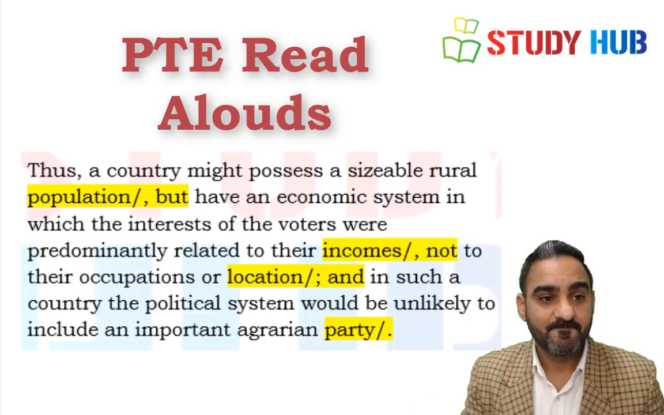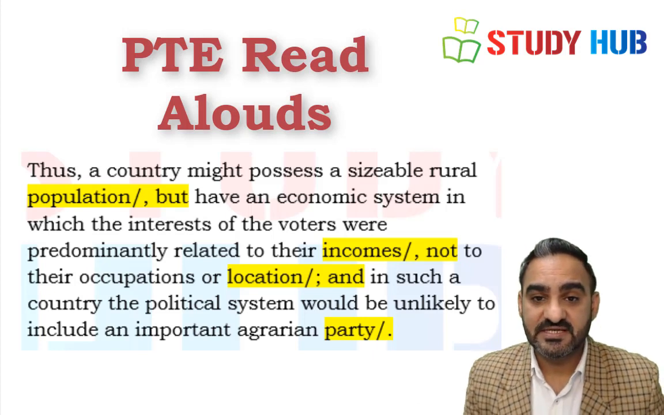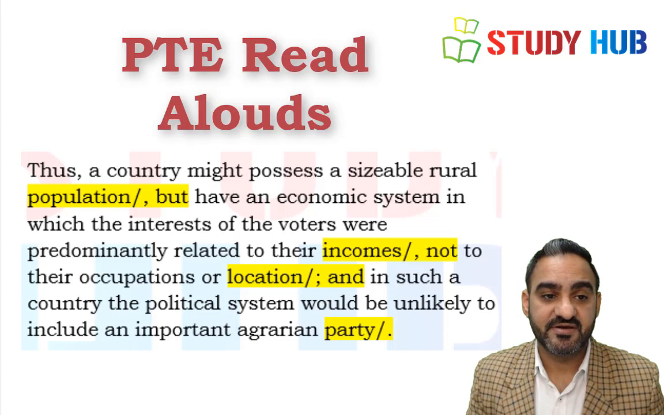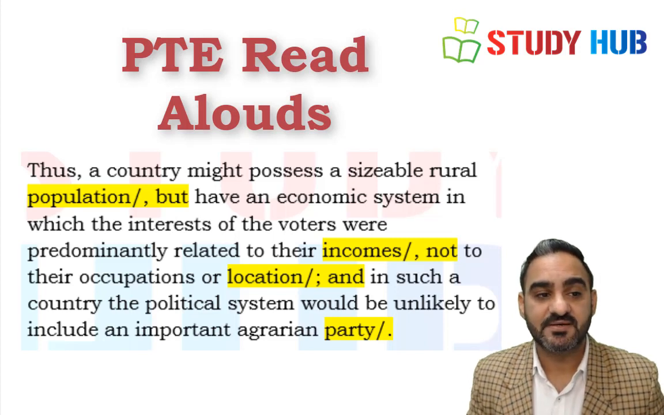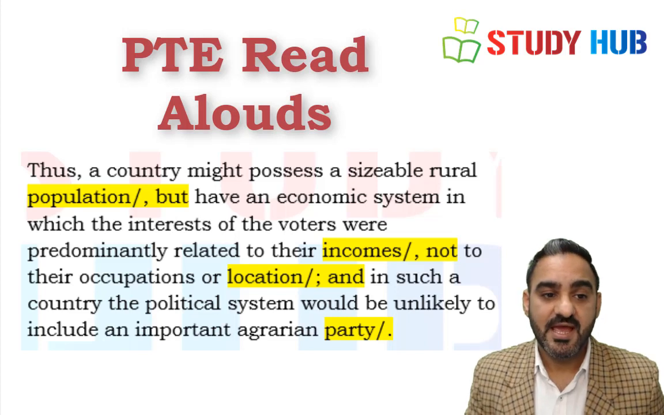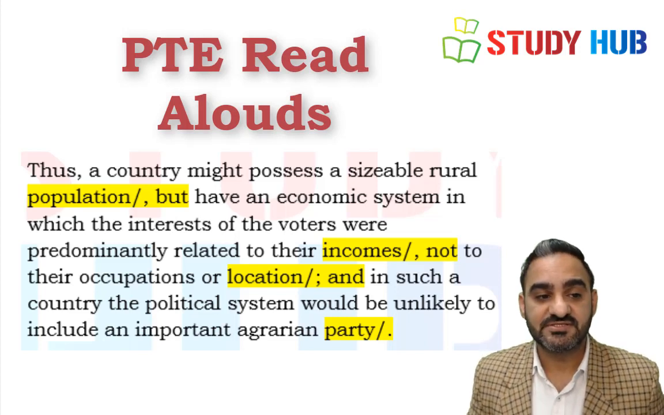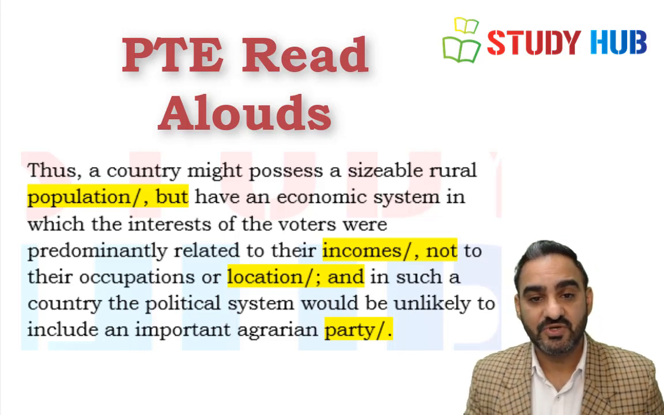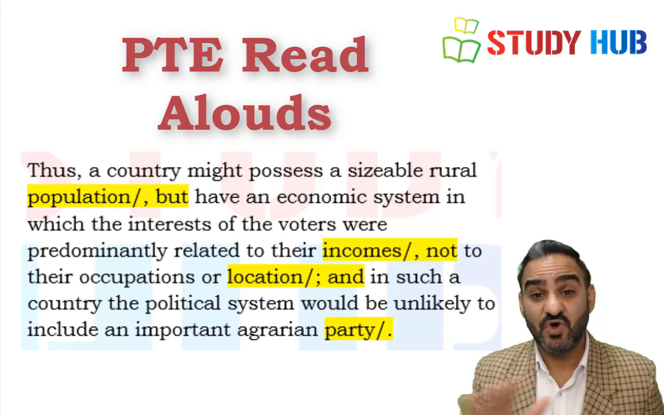Let's try one more. Thus, a country might possess a sizable rural population but have an economic system in which the interests of the voters were predominantly related to their incomes, not to their occupations or location, and in such a country, the political system would be unlikely to include an important agrarian party. So again, look at the pauses. This is wrong if you do this.